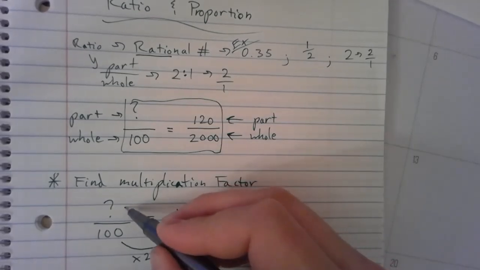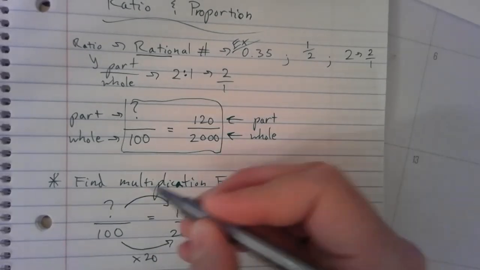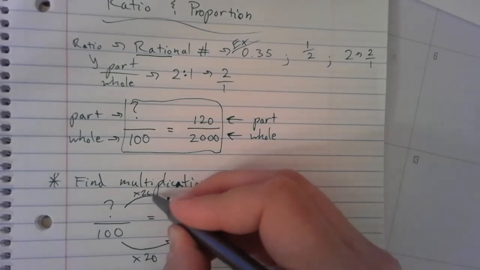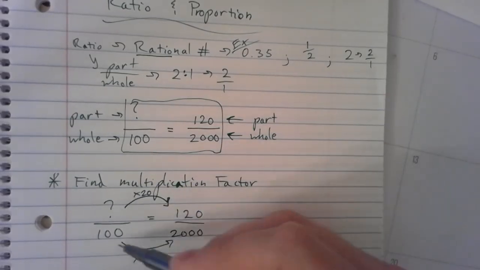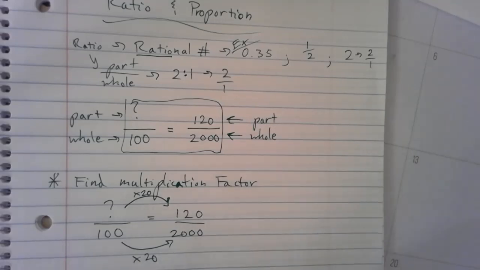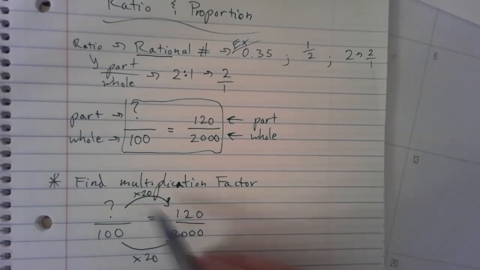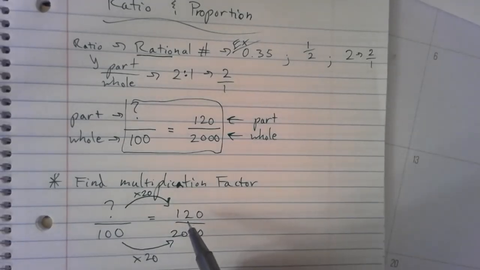Now, if I apply that same rate, times 20, that's the relationship that I'm using, times 20. Because I want this to be equal, I have to do the same thing to the bottom as I do to the top. And so this times that gives me 120, right?